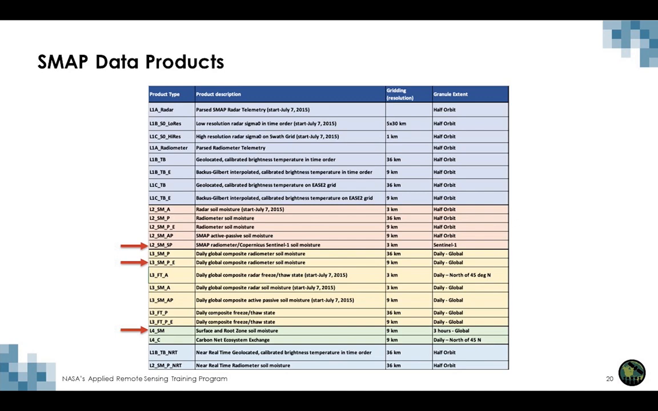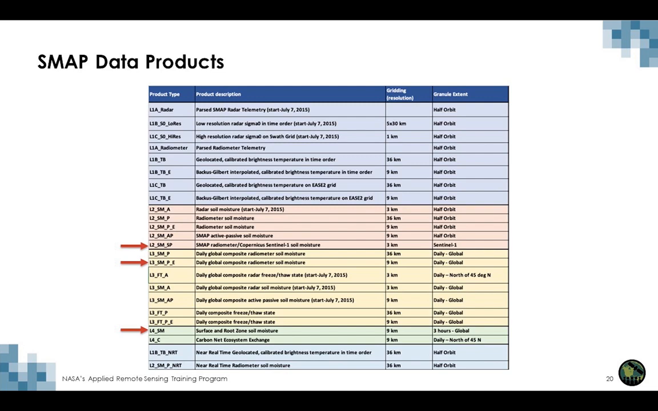Okay, so one of them is a SMAP radiometer and radar soil moisture product. The radar data that's being used here is from the European Space Agency's Sentinel-1 radar satellite. The characteristics of this radar sensor are different from the SMAP radar sensor. And the SMAP team has used this data together with the SMAP radiometer to create a 3-kilometer soil moisture product.